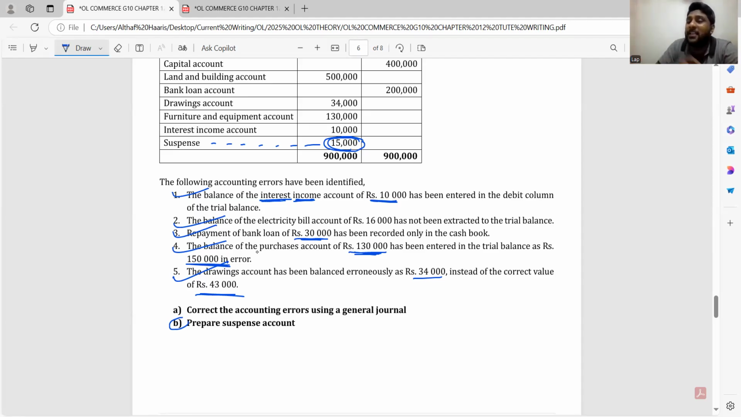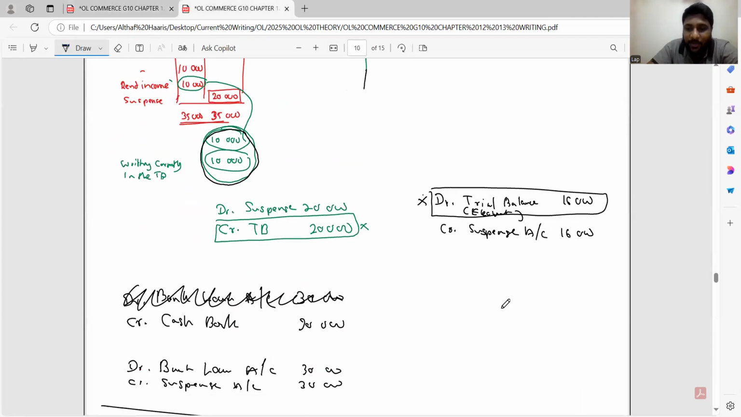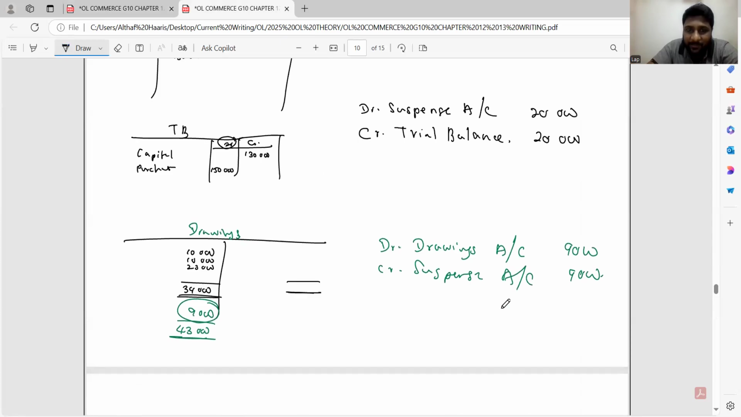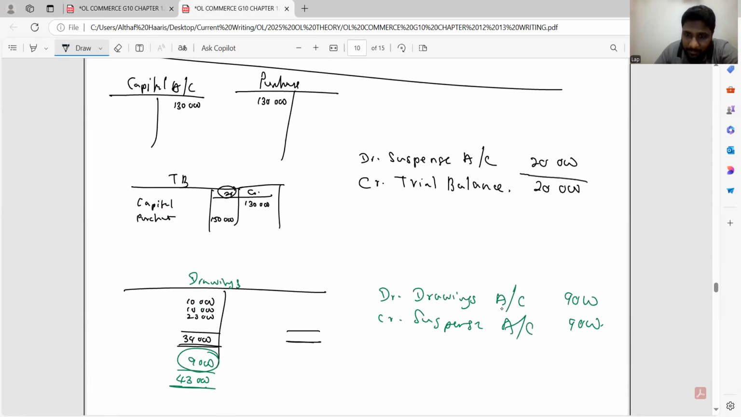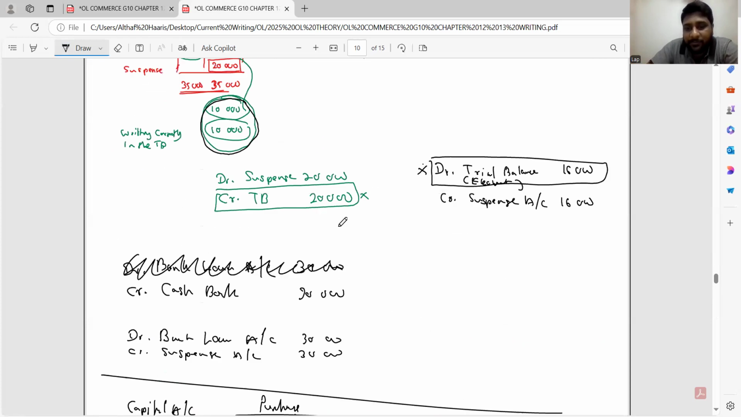Okay, the mistake was made in the trial balance. Then we have to correct the trial balance. So this is how we are correcting the trial balance. By taking a credit, that means minus 20,000. Minus 20,000 means credit. Minus a debit means credit.